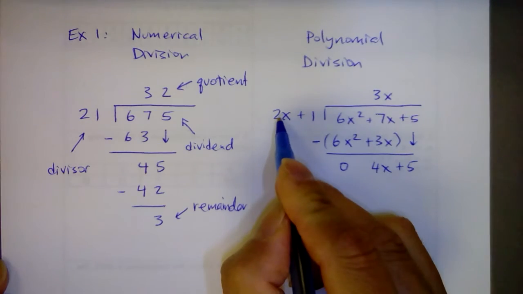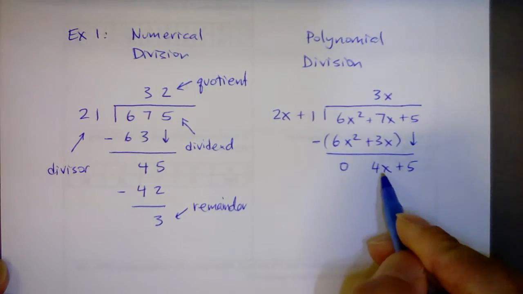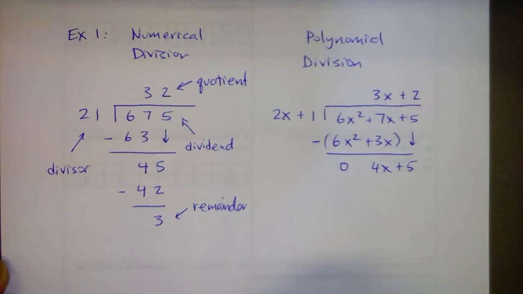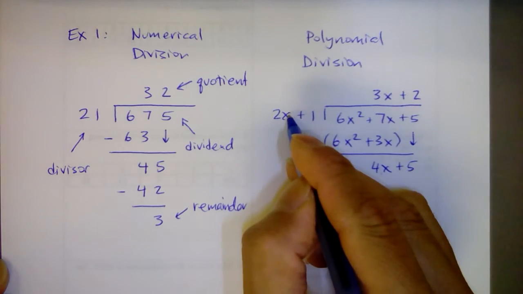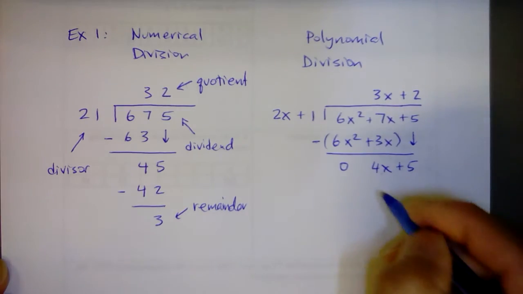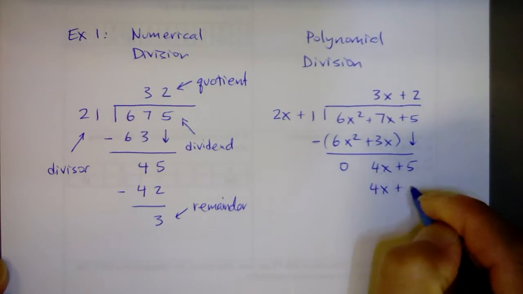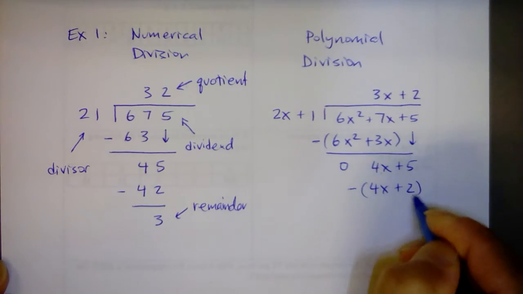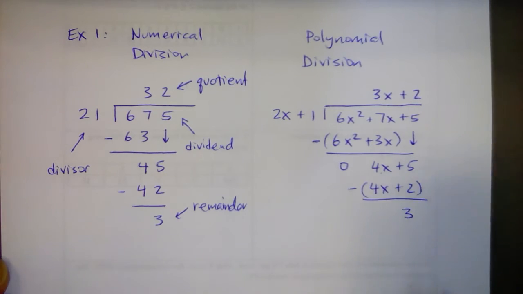Then we're going to look at this and see how many times 2x divides evenly into 4x, and of course that's a plus 2 there. Then we'll take this 2 and distribute it across the 2x plus 1 to get 4x plus 2, after which we'll subtract and find the difference is 3.